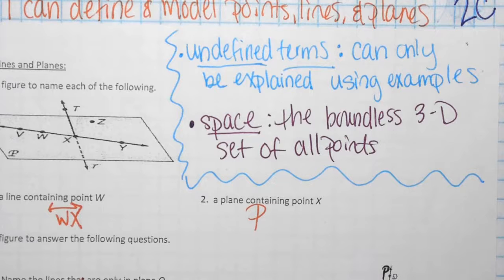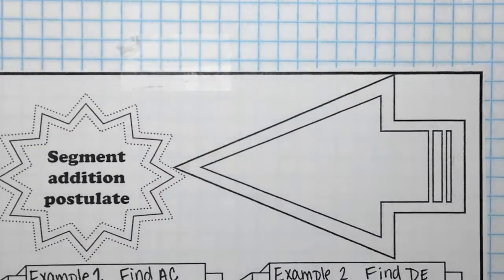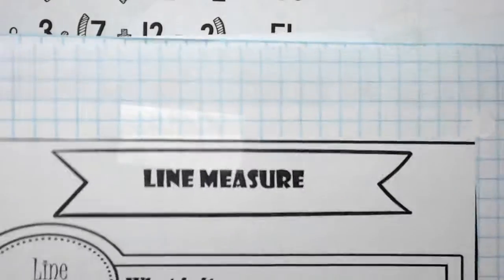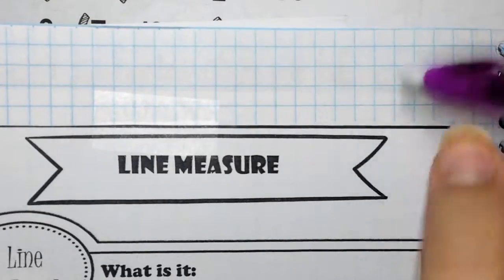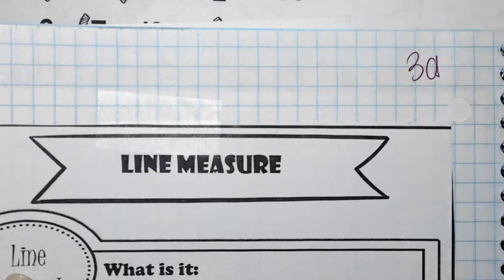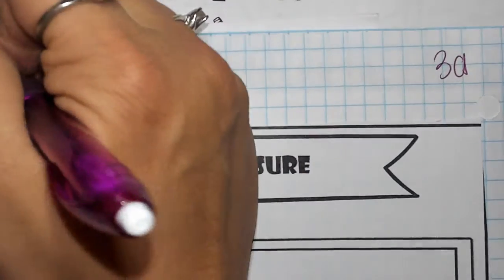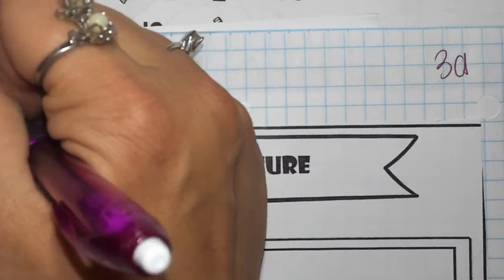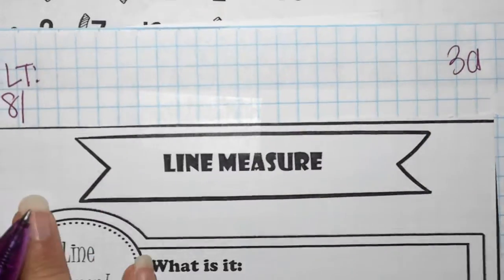All right, here we go. So, line measure is page 3. This is 3A. And we need to write down our learning target for today. We need to put the date. Today is the 16th.